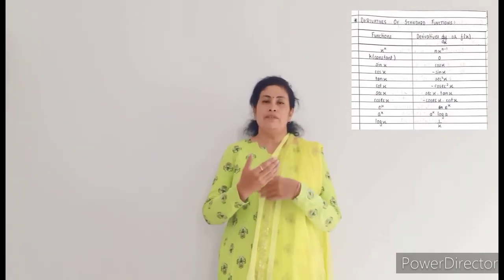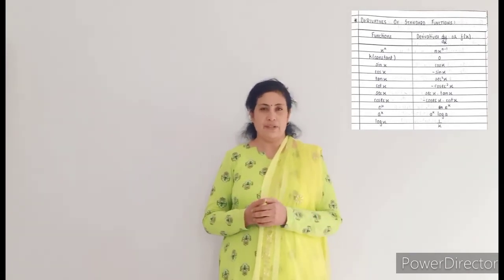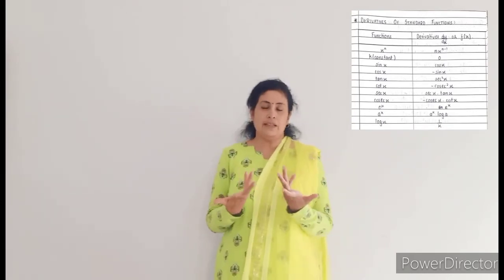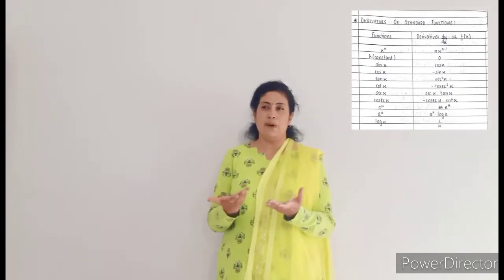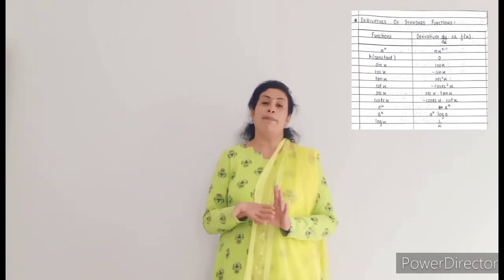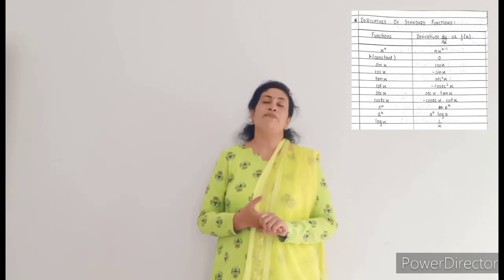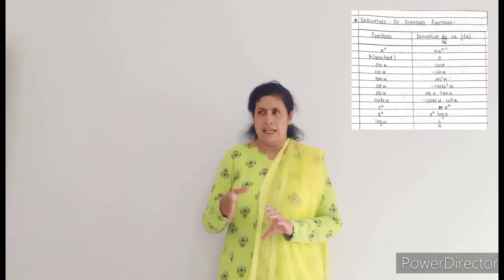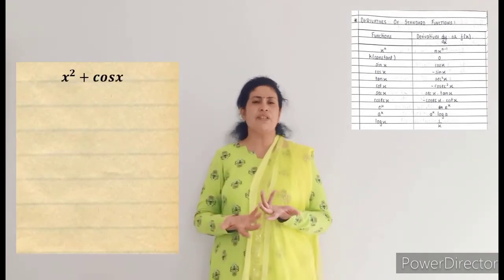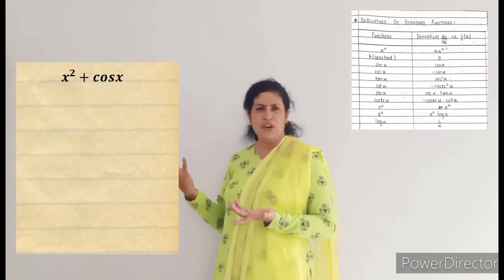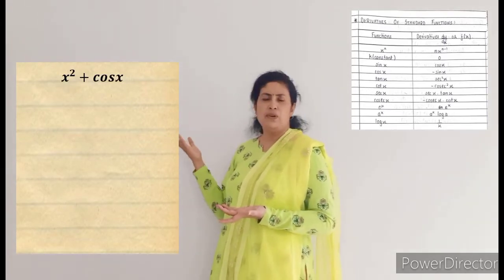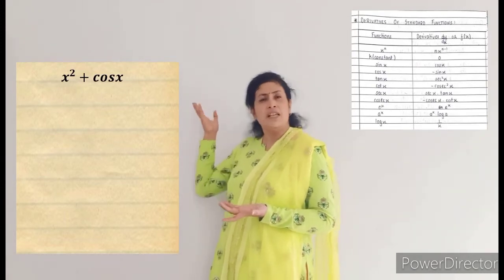We'll start with the simple one, that is addition. Suppose you have two functions together, that is x plus y. There are two functions: x is one function, y is another function. Then how do you apply the derivative rules to this? We'll take a small example, that is x square plus cos x. Since there are two functions, you will take the derivative of the first one, that is x square, plus the derivative of the second function, that is cos x.